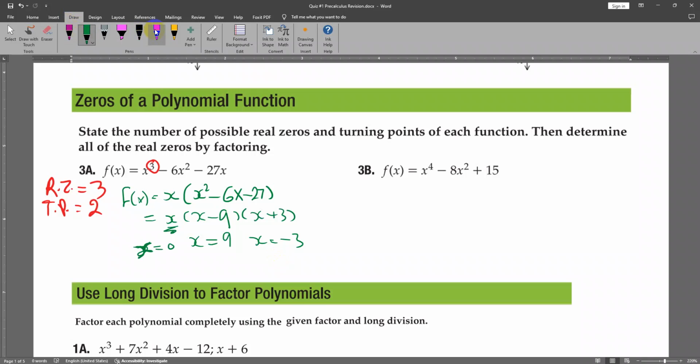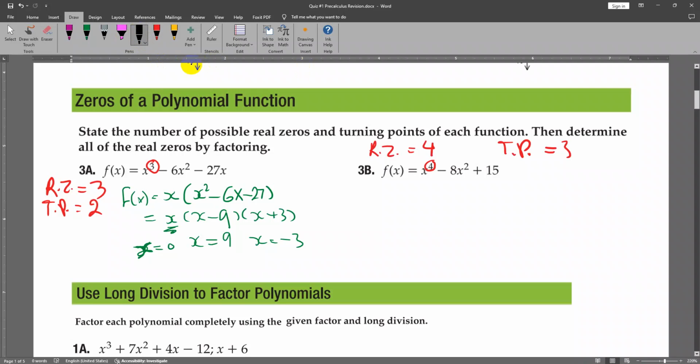Okay, let's do the same with this one. About the possible number of real zeros, there are 4. About the possible number of turning points, there are 3. So there are 4 real zeros and 3 turning points, and this is the maximum number. Of course, it can be smaller but not greater. We speak about real zeros, or real numbers.